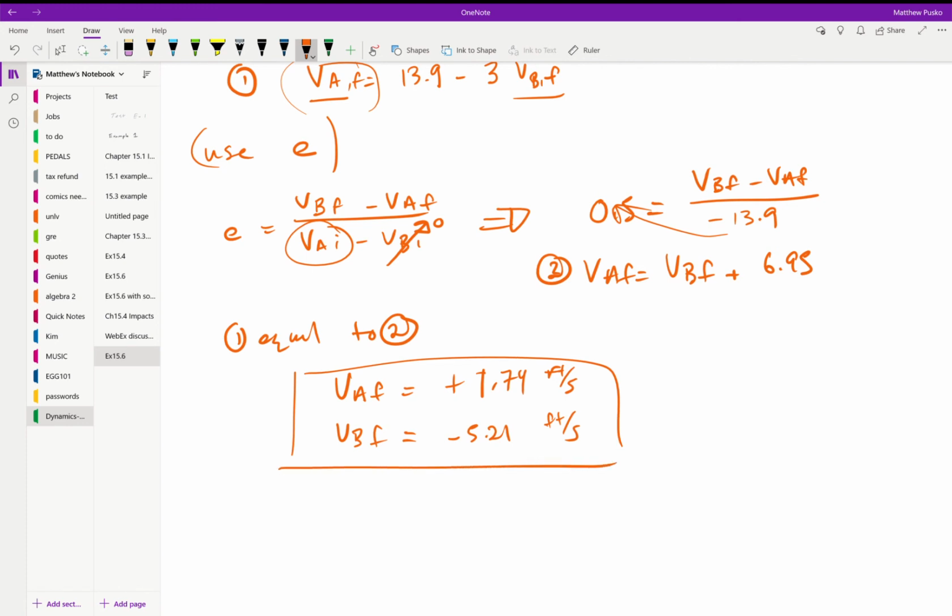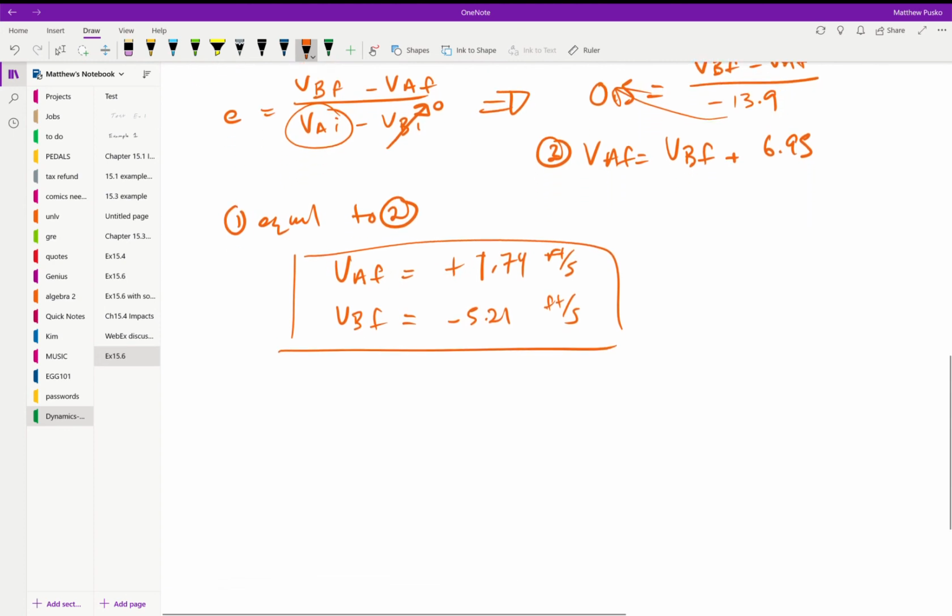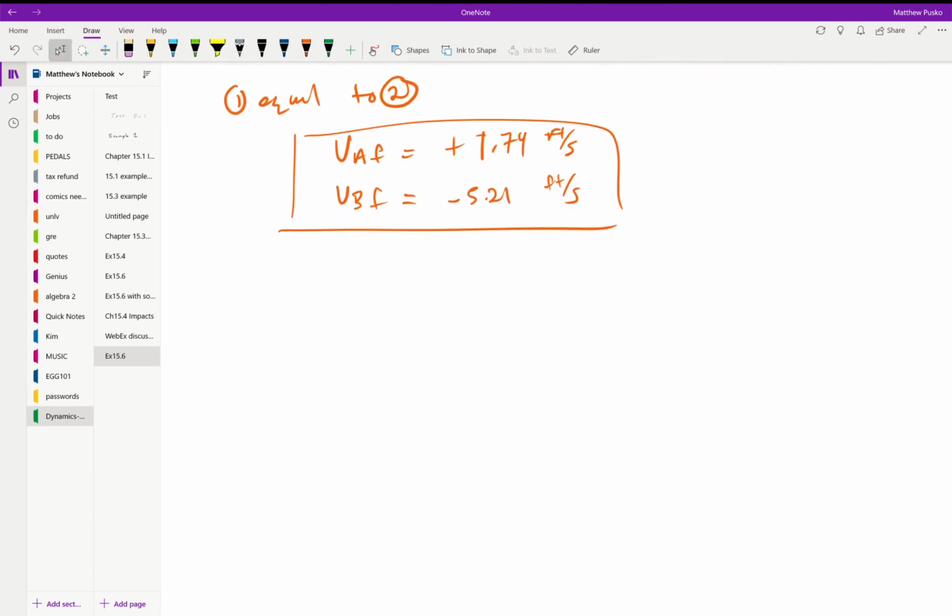Okay, the next part is how much energy was lost in this collision. Well, we can just look at how fast the object, either object, was going before and after the collision. I'm going to look at mass A. If we remember, we can define work as the change in kinetic energy, or T2 minus T1.